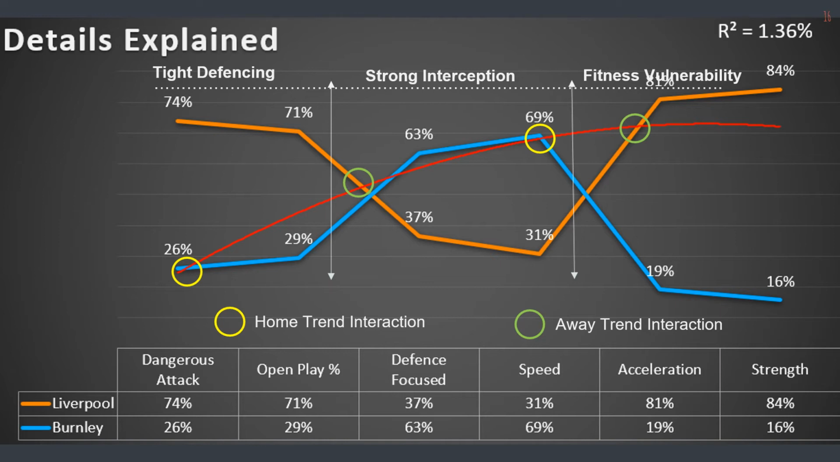Lastly, on the fitness vulnerability section, this is usually where a keen attacking team may be caught off guard if their team gets exhausted at the end of the game, when their strength percent hits 84%.